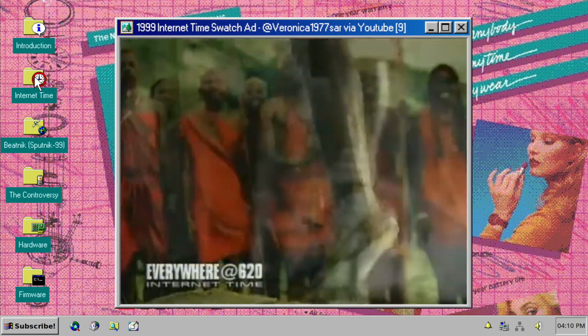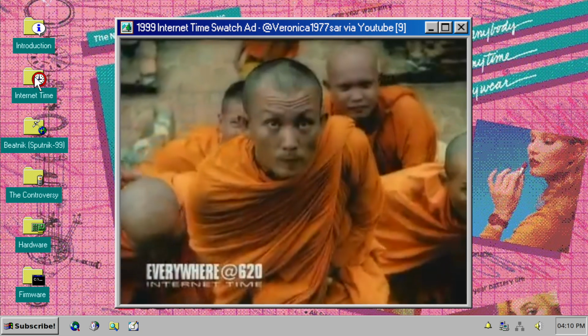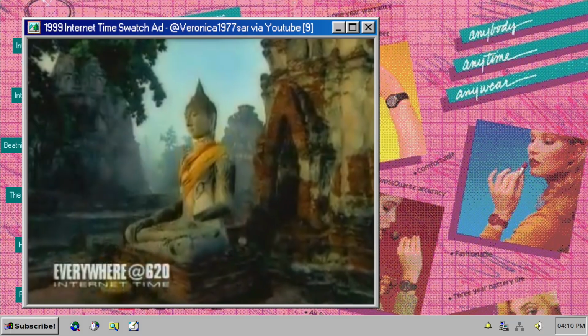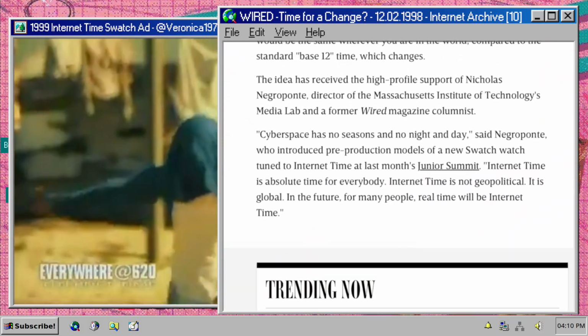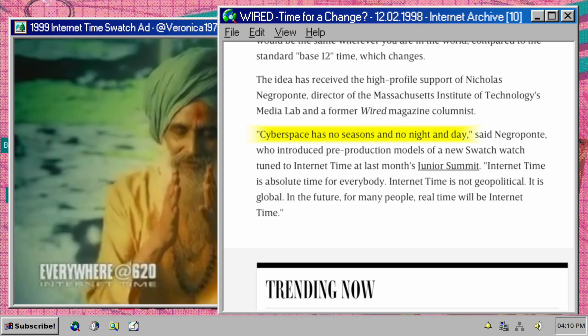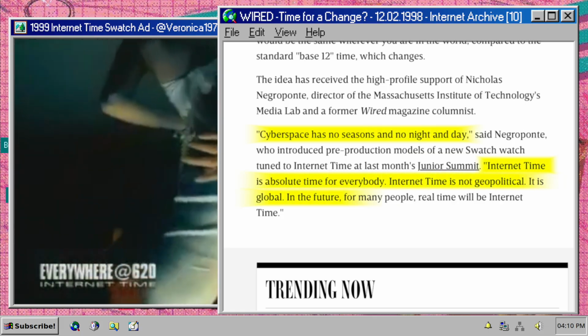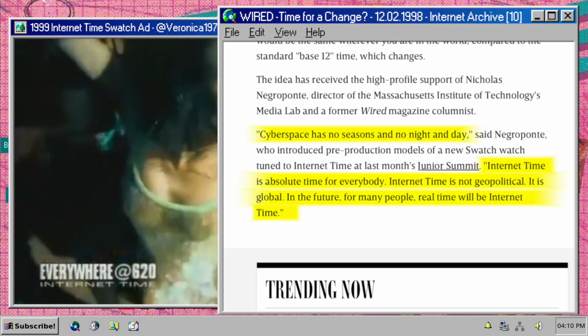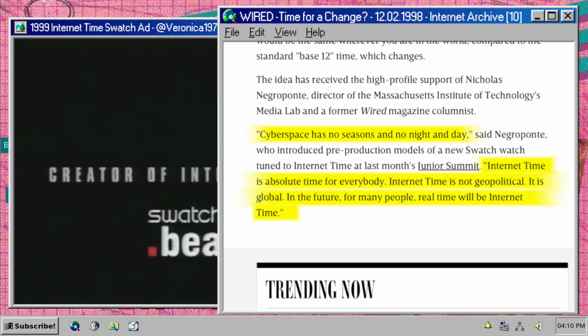On October 23, 1998, Swatch launched internet time in collaboration with Nicolas Negroponte, founder of MIT Media Lab. At the announcement, he said, "Cyberspace has no seasons and no night and day. Internet time is absolute time for everybody. Internet time is not geopolitical, it is global. In the future, for many people, real time will be internet time."